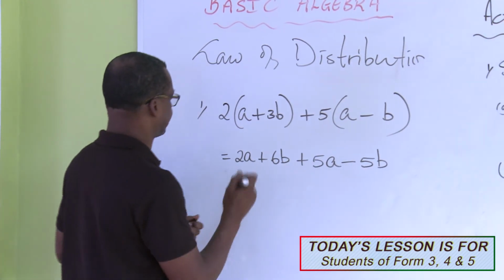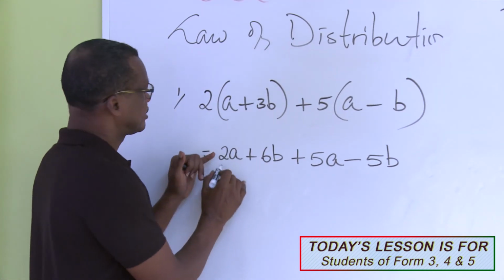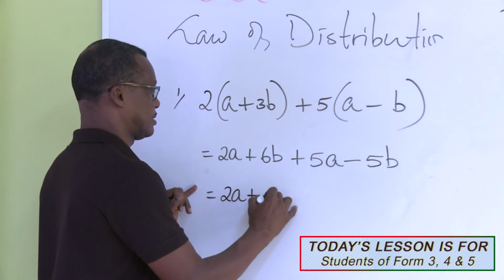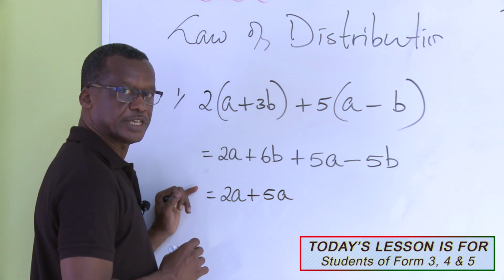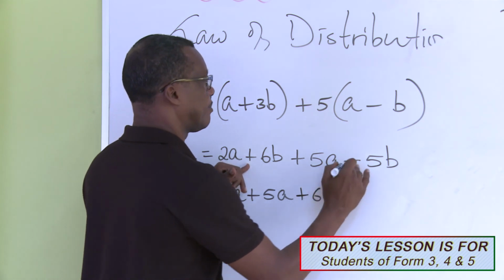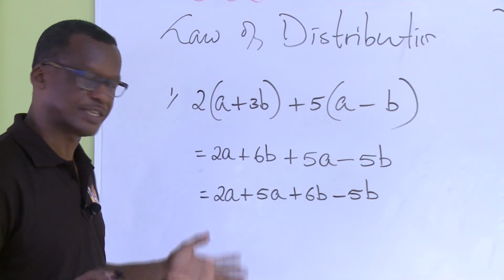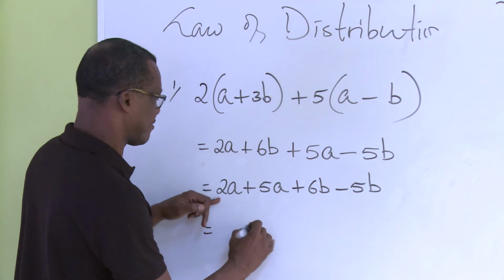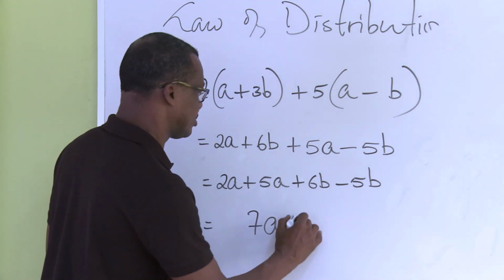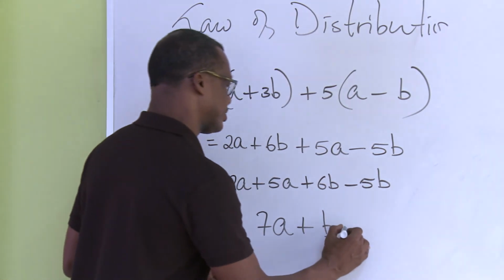Let's simplify it further. We're going to bring the like terms together, keeping their sign. So let's start with the a's. 2a plus 5a. We finish with the a's. Now let's go to the b's. Plus 6b minus 5b. Now we can simplify and get the answer. 2a plus 5a gives me 7a, and 6b take away 5b gives me plus 1b, or plus b. So the answer is 7a plus b.